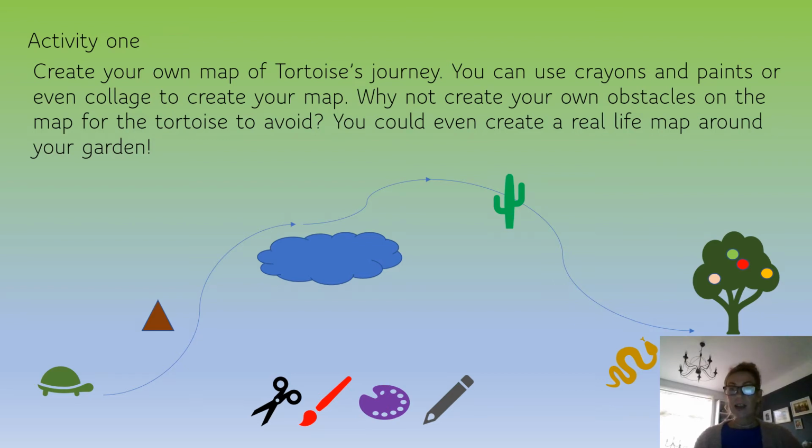You could even create a real life map around your garden, setting up obstacles for you to pretend to navigate as you're the tortoise, perhaps with brothers and sisters, or asking members of your family to join in with you in your map.